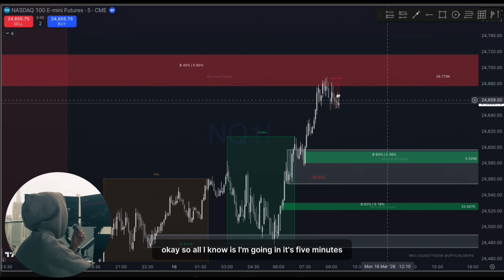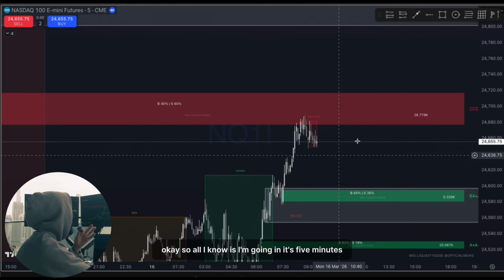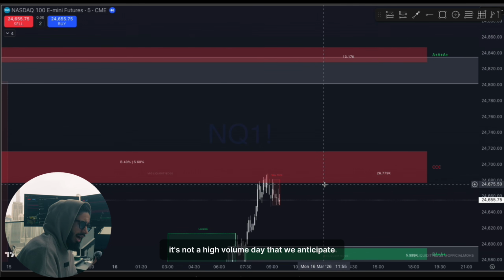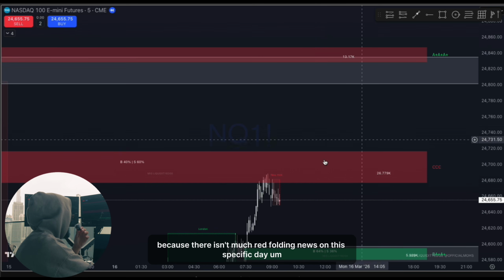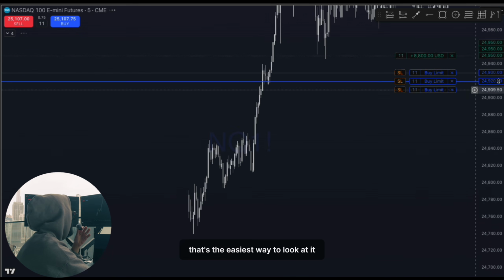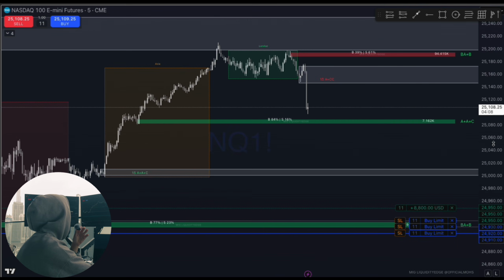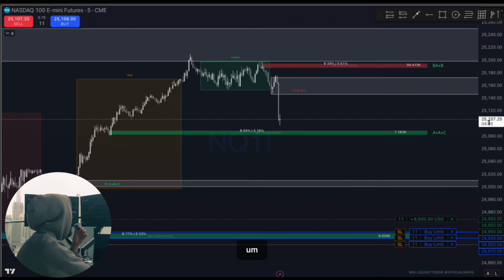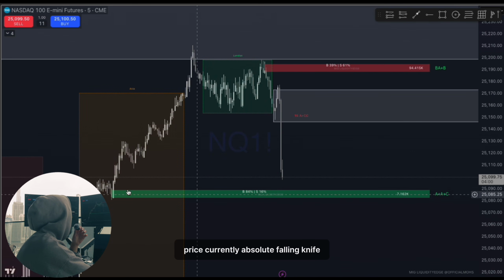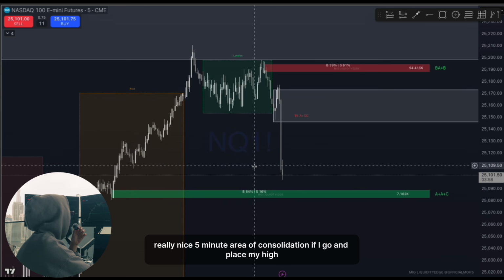Okay, so all I know is I'm going in. It's 5 minutes we've already tested. We've got 15 minutes up here, but it is realistically 200 points away. It's not a high volume day that we anticipate because there isn't much red folder news on this specific day. That's the easiest way to look at it. If we look at where price is at the moment, price currently, absolute falling knife, really nice 5 minute area of consolidation.